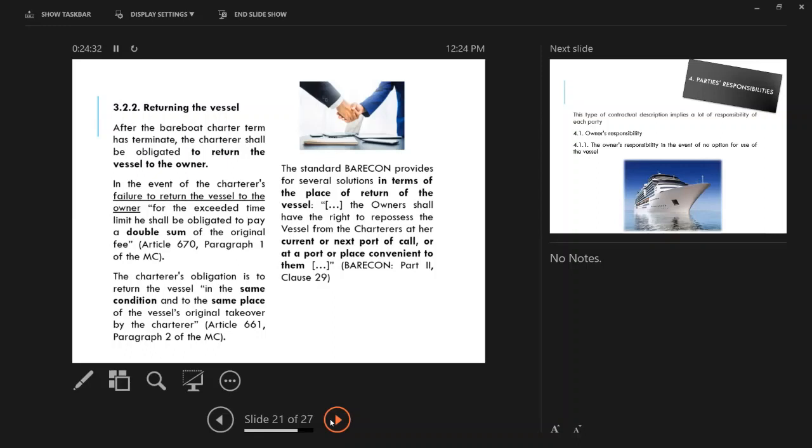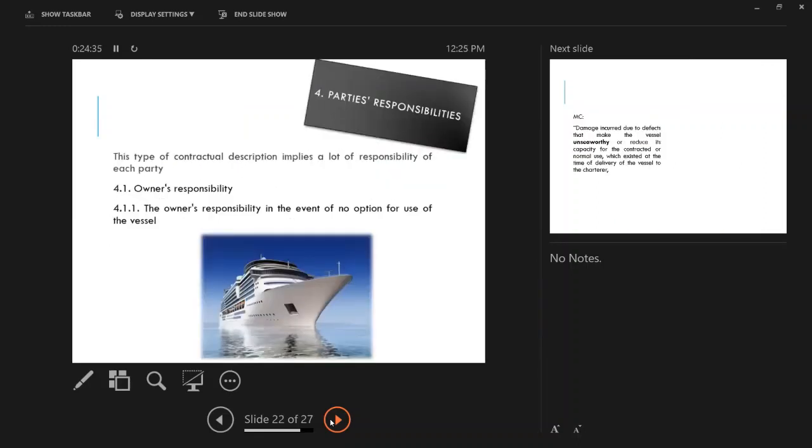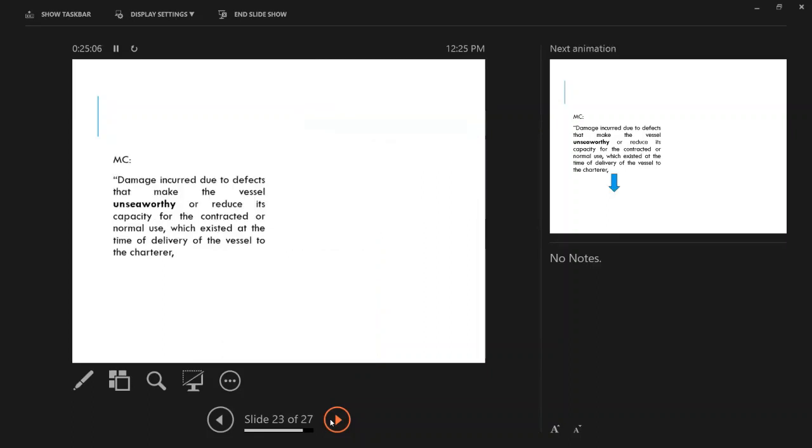Of course, this kind of legal relation between owner and the bareboat charterer, this type of contractual description, implies a lot of responsibility of each party. For example, owner is responsible in the event of no option for use of the vessel. So unseaworthiness condition is really serious when it comes to bareboat charter. For example, what we can find in our maritime code, in our Croatian maritime code, is following.